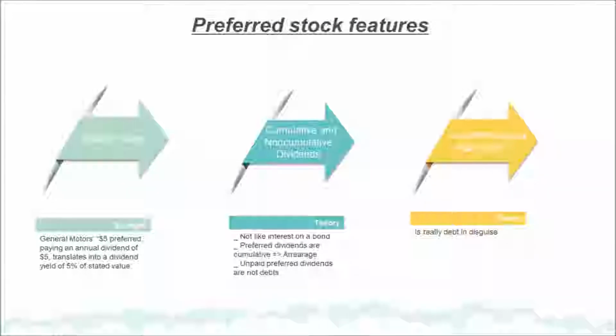Okay, on preferred stock features, here we have stated value, cumulative and non-cumulative dividends, and preferred stock as related debt. So, stated value: preferred shares have a stated liquidating value, usually $100 per share. In cumulative and non-cumulative dividends, a preferred dividend is not like interest on a bond. Dividends payable on preferred stock are either cumulative or non-cumulative. If preferred dividends are cumulative and are not paid in a particular year, they will be carried forward as an arrearage. Unpaid preferred dividends are not debts of the firm.